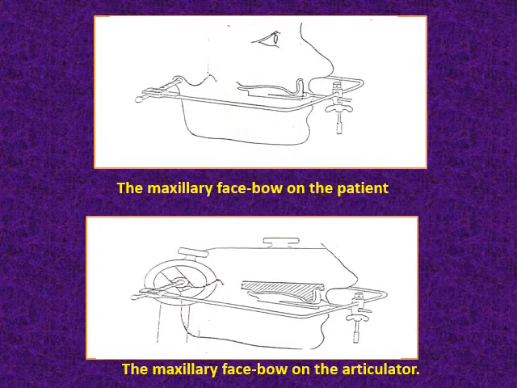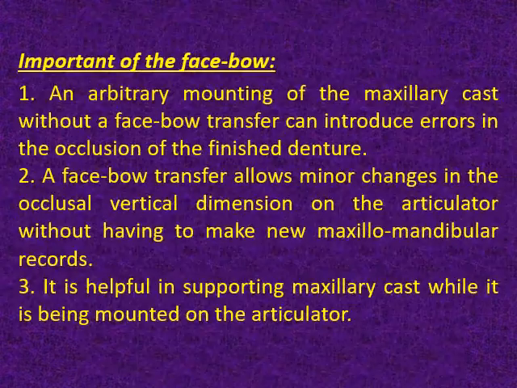This slide shows the parts of the face bow: the frame, fork, and the body. Also, this part, the fork, is fixed to the upper or maxillary bite rim, and then from the patient transferred to the articulator, while the fork can be used to adjust the distance between each condyle. The purpose of this device is to transfer the relation between the maxilla and temporomandibular joint or axis of rotation.